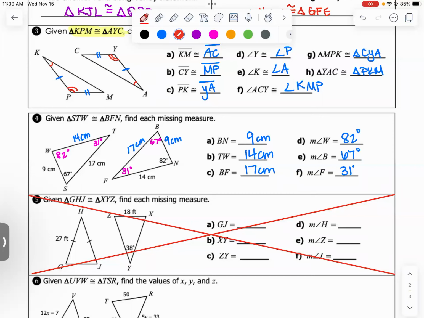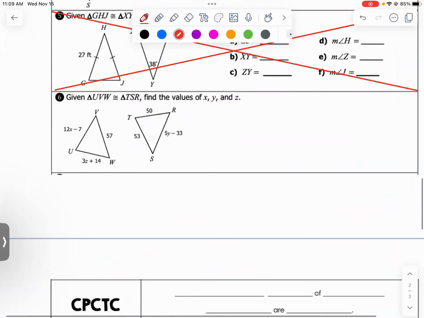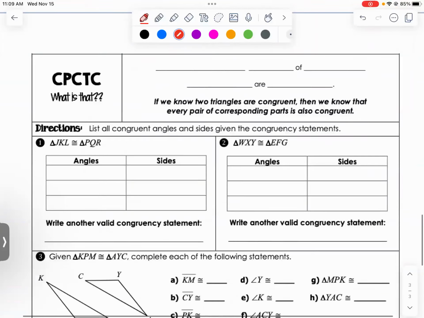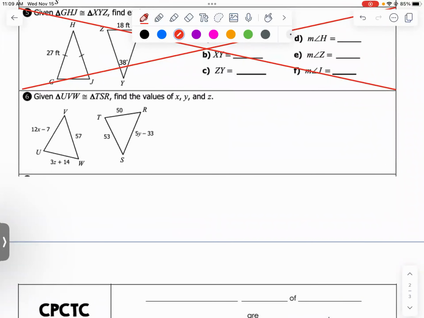Stop. Thank you. All right, so we're gonna skip number 5 because tomorrow's the day we're gonna talk about isosceles triangles and what's cool about them, okay? So let's go to number 6. Number 6, we need to solve for x, y, and z.